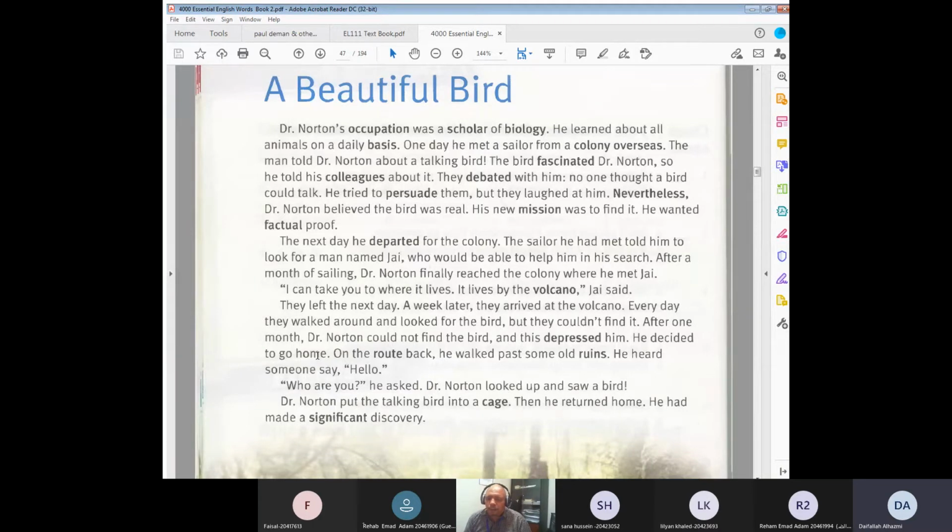Okay, so let's go to the title, because the title can also help you a great deal. Do you think the title reflects what is happening in the text? When I say a beautiful bird, what do you think? Somehow, yes, because the... Somehow, I mean, Daifullah is saying somehow, because he's not really sure that it helped.